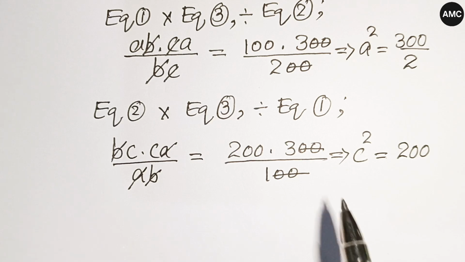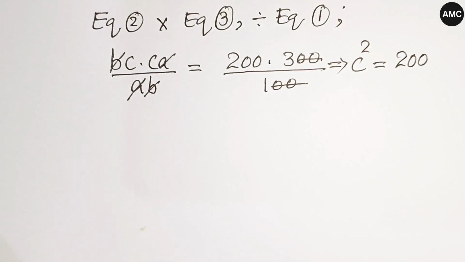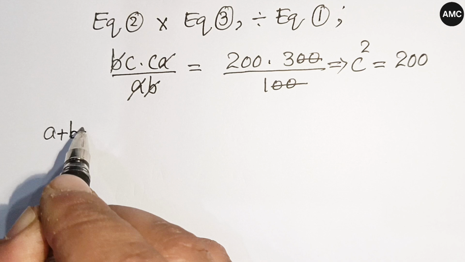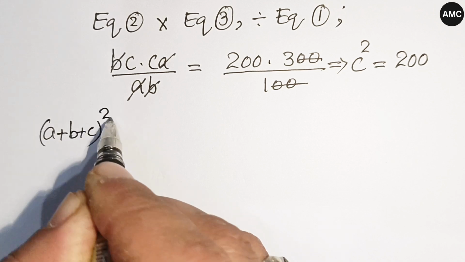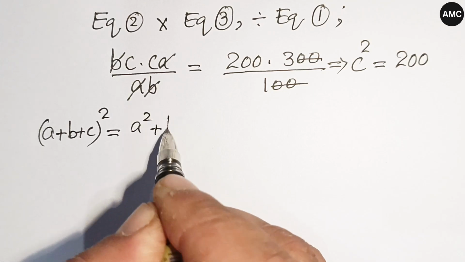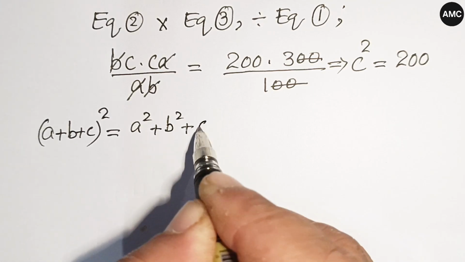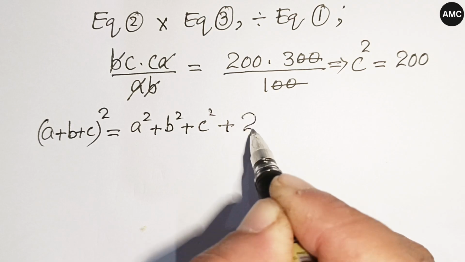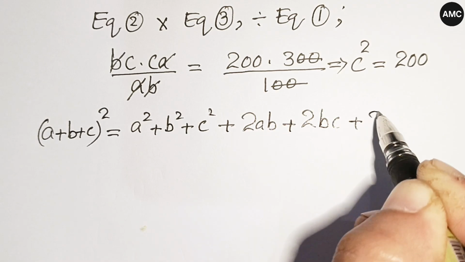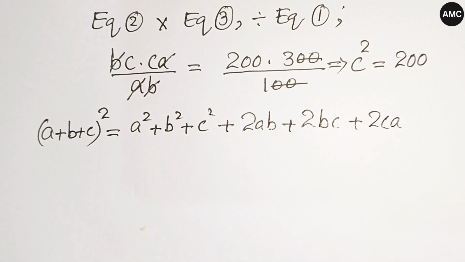Now we have three values: a squared, b squared and c squared. As we know, according to the algebraic identity, a plus b plus c whole squared is equal to a squared plus b squared plus c squared plus 2 times a times b plus 2 times b times c plus 2 times c times a.